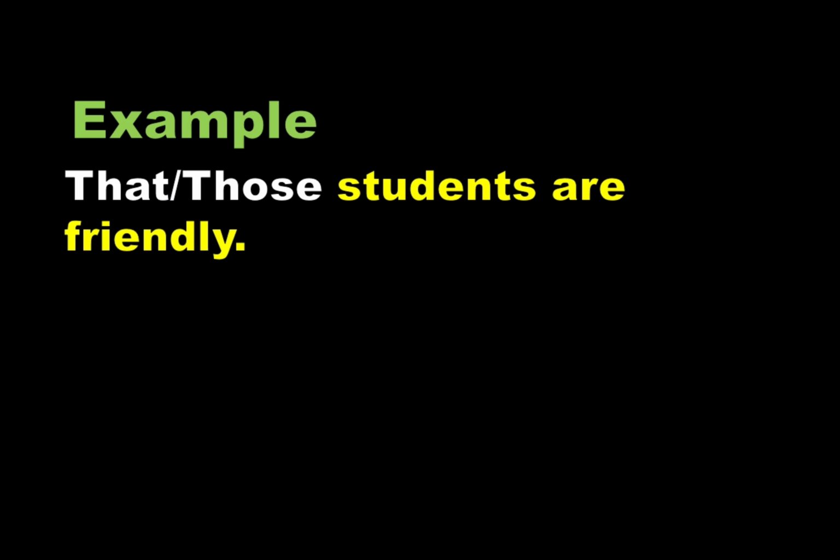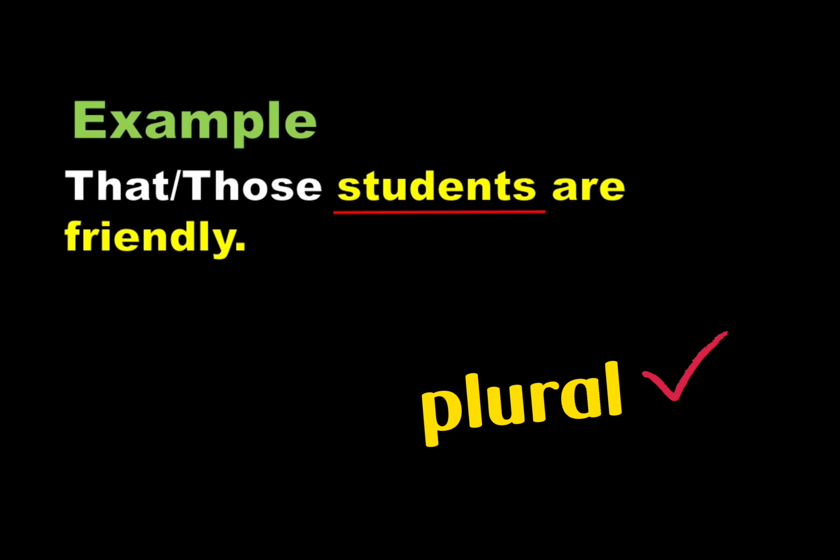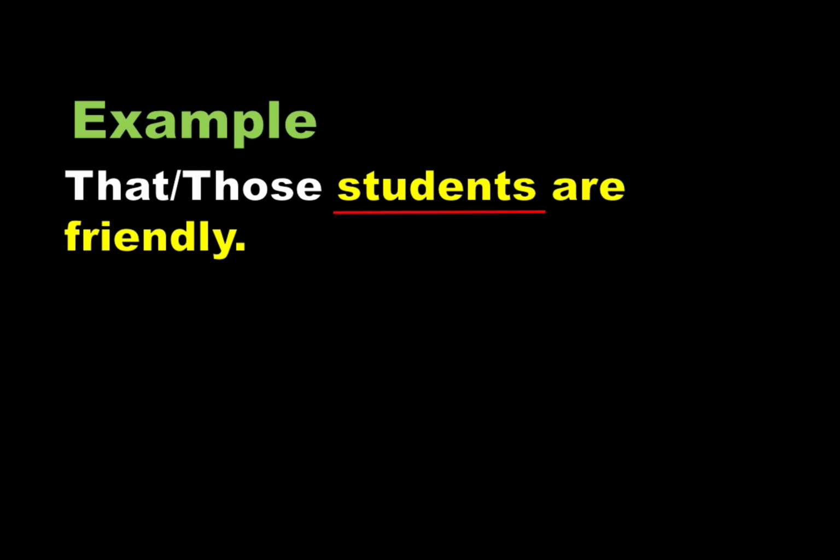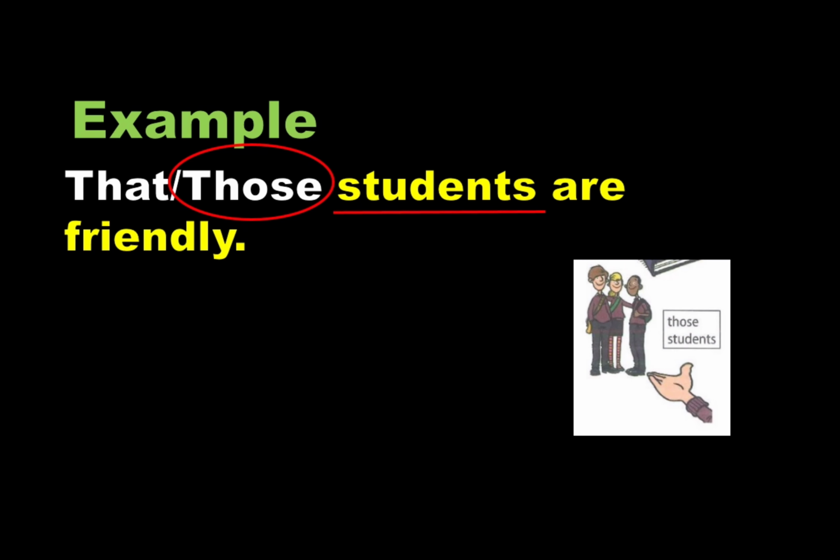Let's look at the next one. Those students are friendly. Look at the noun students. The noun students is a plural noun, which means there are more than one student. So the answer for these questions is those. Those students are friendly.